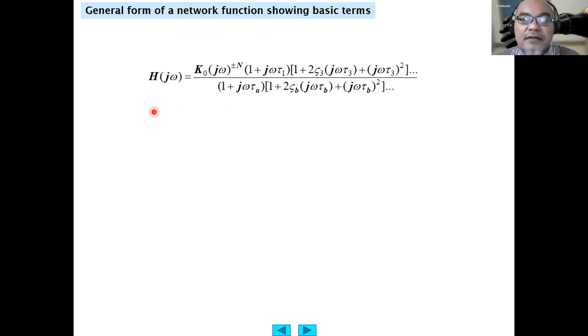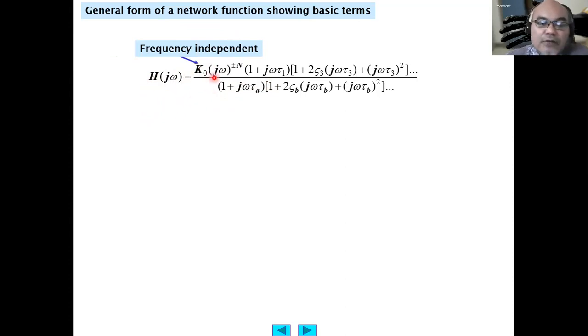For example, here, if we have a general form of network function, showing these basic terms, we express H(jω), the transfer function of a network, as equal to K0 (jω)^(±n) multiplied by (1 + jωτ1) multiplied by (1 + 2ζ3 jωτ3 + (jωτ3)^2), etc., divided by (1 + jωτa) multiplied by (1 + 2ζb jωτb + (jωτb)^2).